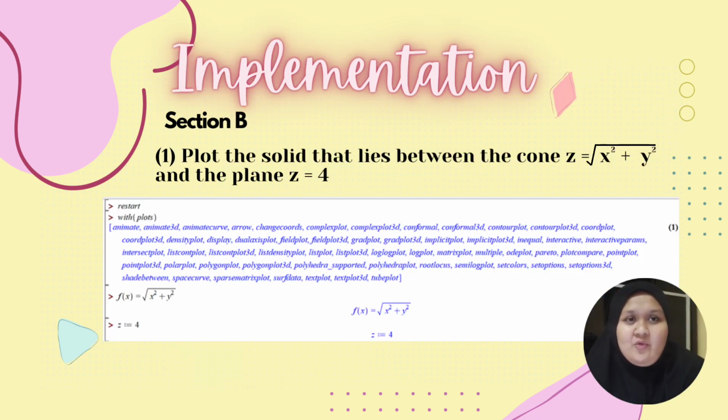Moving forward to the next section, which is section B, and I have chosen 2 questions from this section. My first question is plot the solid that lies between the cone z is equal to square root of x squared plus y squared, and the plane z is equal to 4. To implement this question, we just need to type in restart and then with plot, and also we need to write down f of x is equal to square root of x squared plus y squared, and also z is equal to 4.